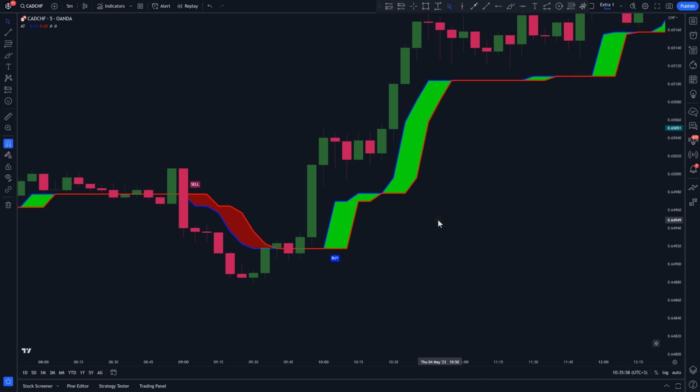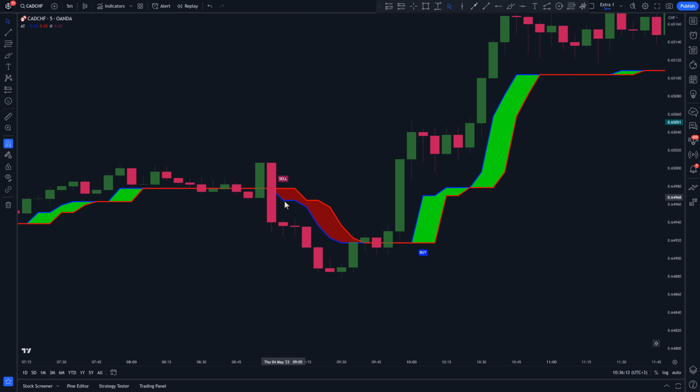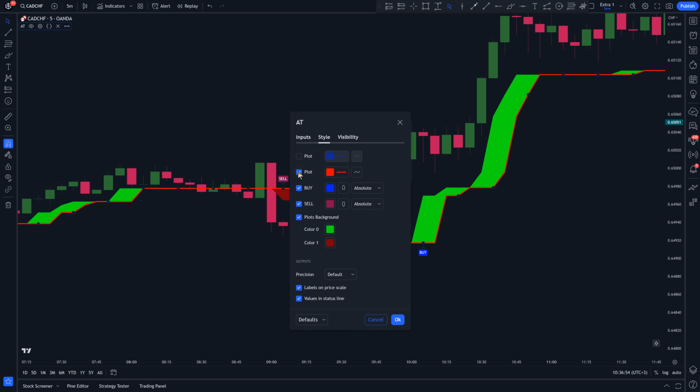Every time the blue line crosses above the red line, a buy signal is printed, and every time the blue line crosses below the red line, a sell signal is printed. This basically means that we don't need all of these other elements, so let's just access the settings and disable them.